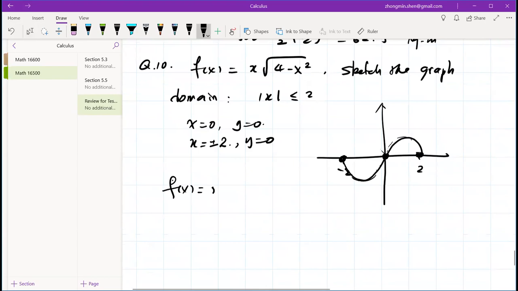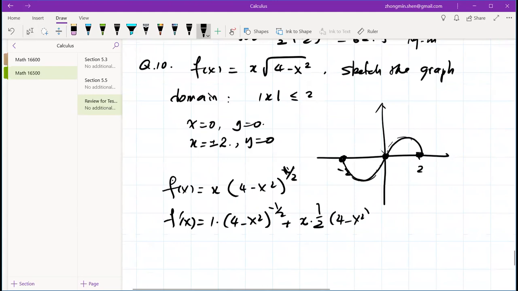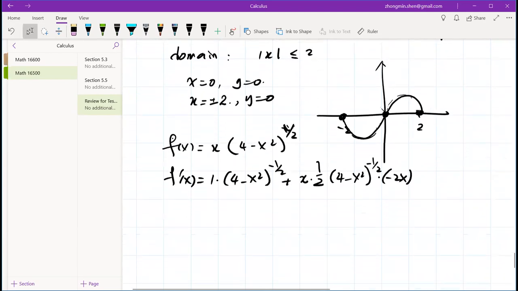So here's f of x equals x times 4 minus x squared to the 1/2. Find the derivative. It's 1 times 4 minus x squared plus x times 1/2 times 4 minus x squared to the -1/2 times -2x. Okay, so simplified, I will get, now this is a positive here, that's negative. So I get 4 minus x squared minus x squared.